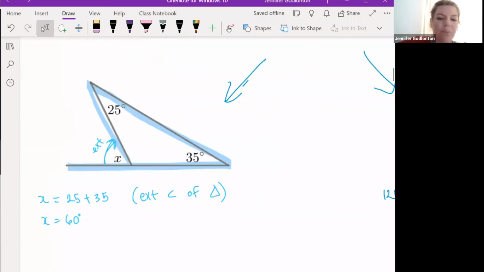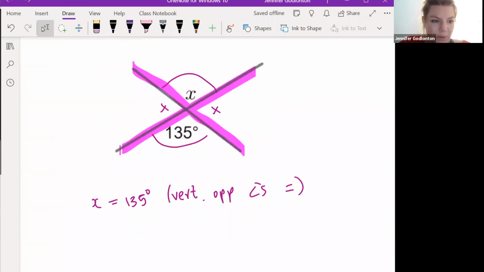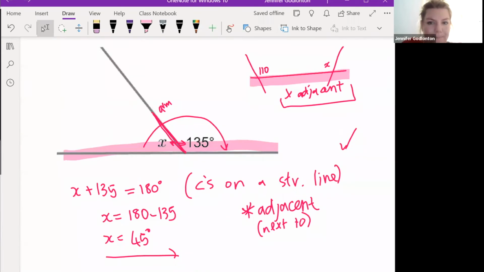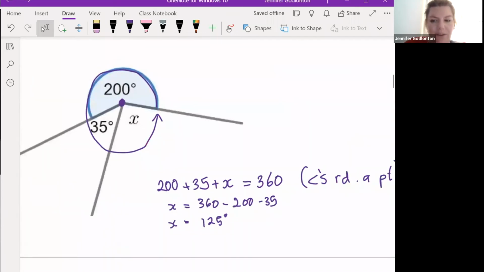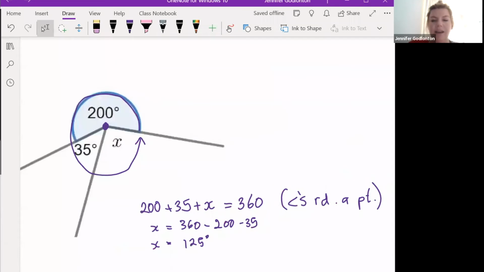When we have our bow tie situation, we have vertically opposite angles are equal. So vert up angles are equal. When we have a straight line, we're going to use angles on a straight line, and we're going to add those together, and they have to be adjacent. And then our last one is angles around a point. So we can add all of them together and it would be angles around a point. So this is just recapping everything that we have done with geometry at this point. All of your rules in one spot.